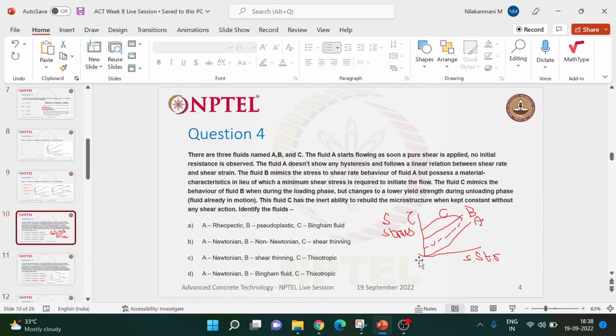Yes, ma'am. So once we apply shear load, the initial yield stress will be higher, from rest to flow, right? From static to flow, some yield stress is required for the flow to initiate. But during the unloading phase of the shear, when we decrease the shear strain rate and come to zero, you can see the stress starts decreasing. It does not follow the same path.